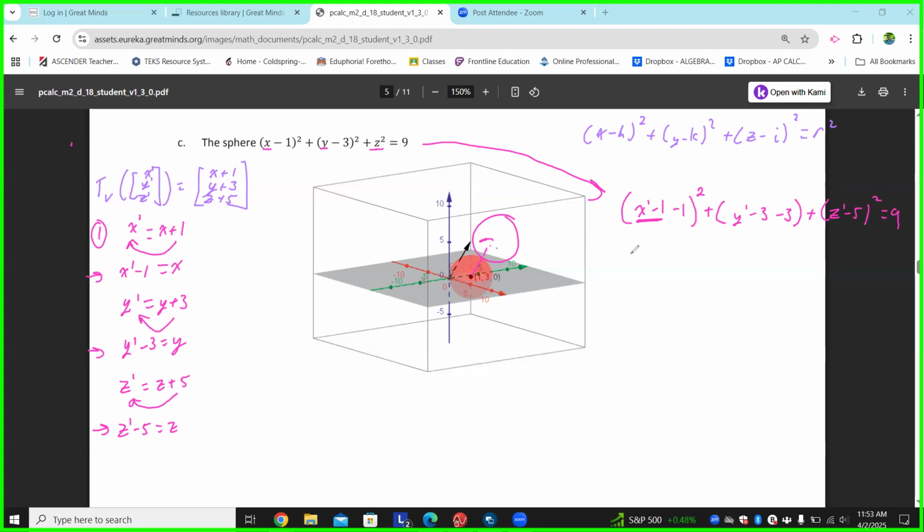Minus 1 gives me what? Very good. Minus 3 gives me what? And there was nothing I could do here. You've now produced a new sphere equation. So if I shift this over, this is its new location.